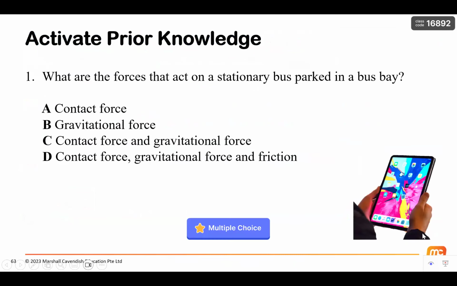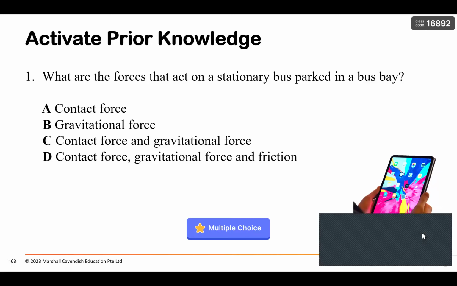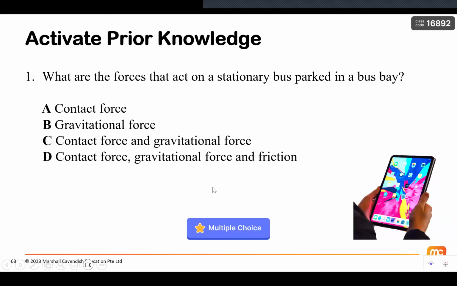Okay, before we start, let's recap what we have learned in the previous section. You may pause the video to think about the answer. I'm going to go through the answer now. What are the forces that act on a stationary bus parked in a bus bay? The bus is stationary, so there will be zero acceleration, and when there is zero acceleration, there will be zero resultant force. So the only two forces that act on it are the contact force between the bus wheel and the ground, as well as the gravitational force, which is the weight. Everything has weight on Earth. So the correct answer should be C.